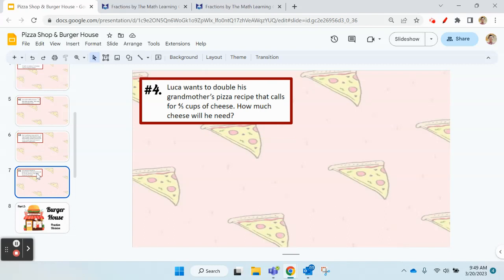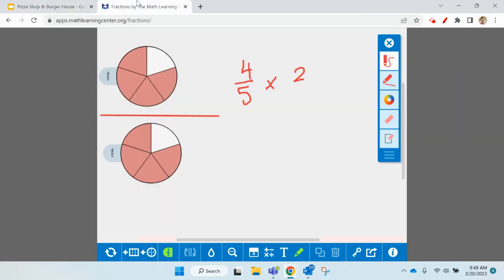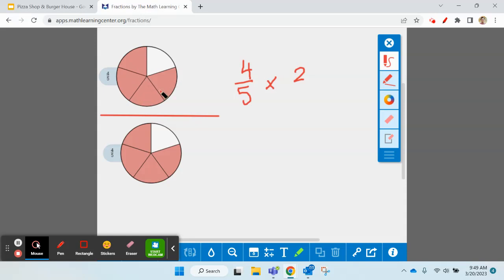Last multiplication problem. Luca wants to double his grandmother's recipe that calls for 4/5 cups of cheese. How much cheese will he need? So if someone is doubling something, we want 2 times the amount. So we're going to multiply times 2. So I've modeled 4/5, and we're going to double it. When we multiply times a whole number, don't forget to put it over 1. 4 times 2 is 8. 5 times 1 is 5. So we have 8/5.